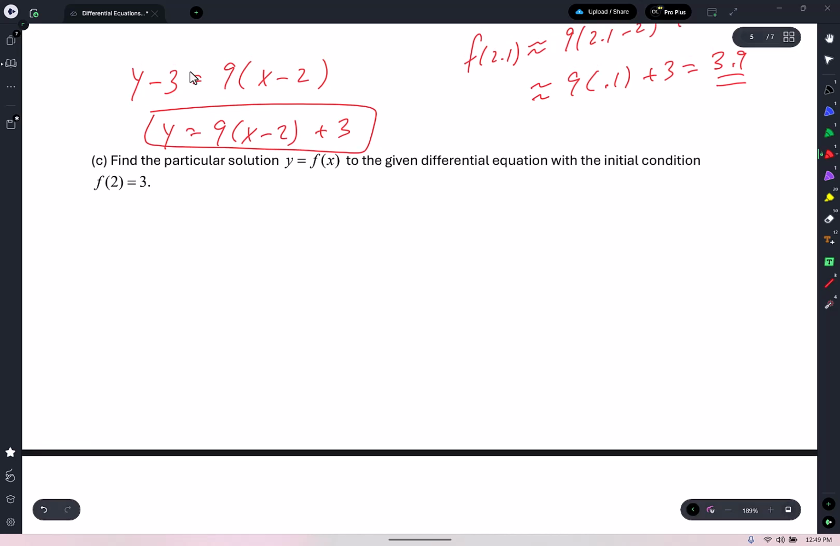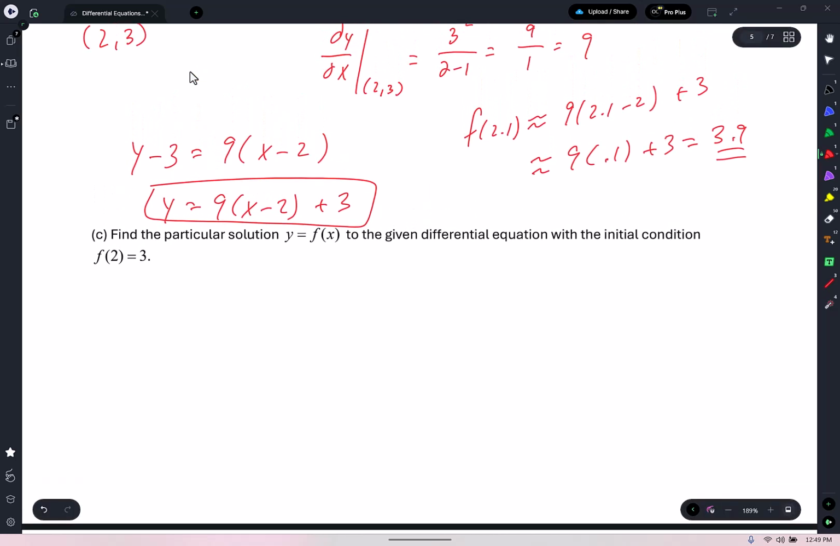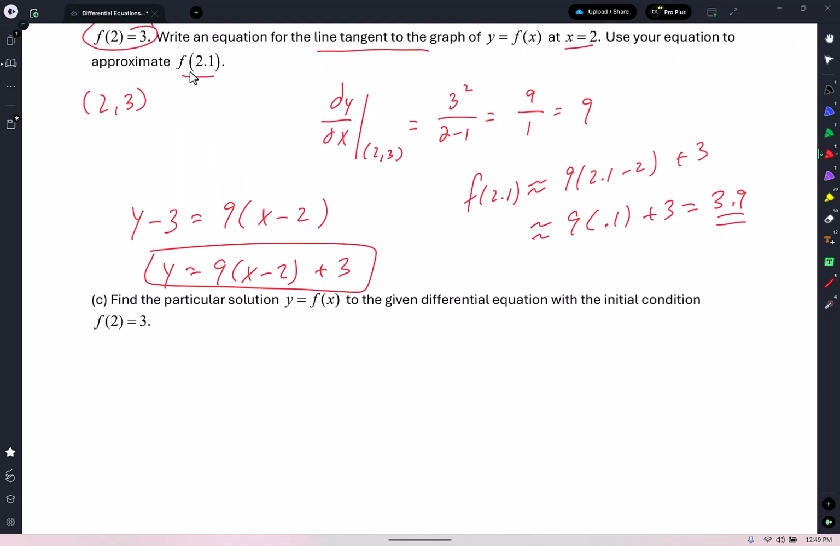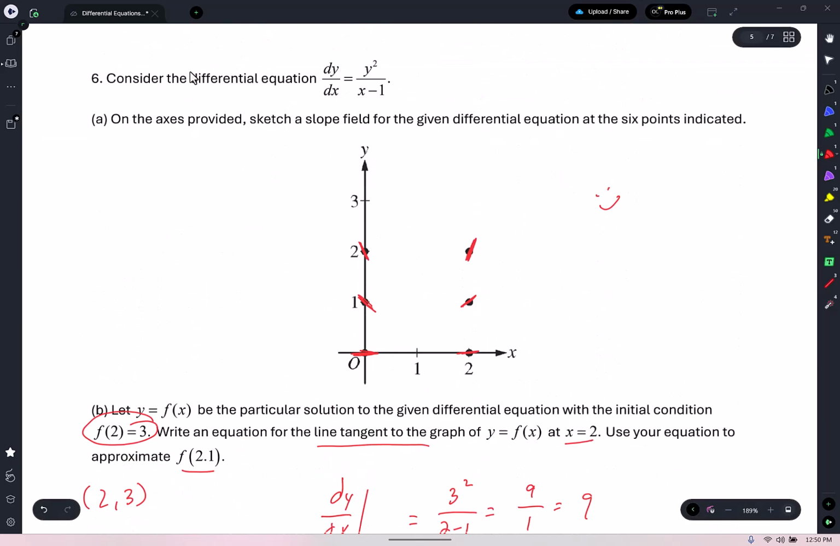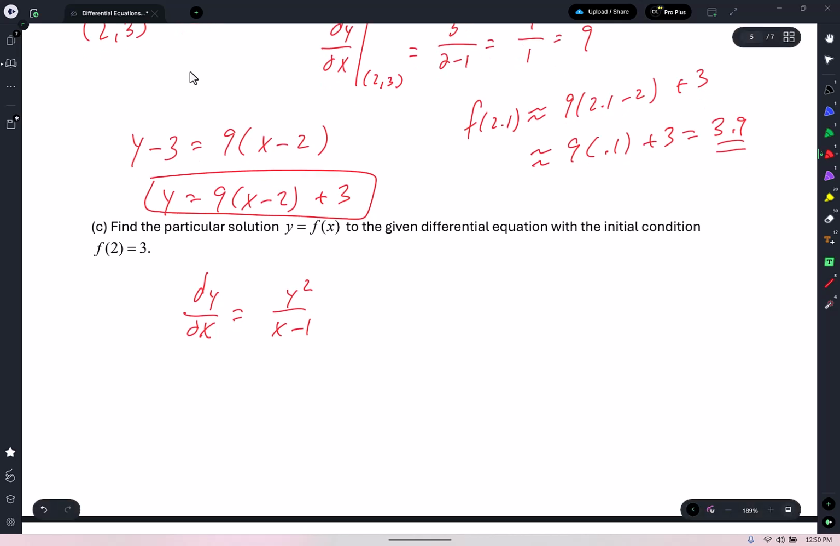Let's see, what do we got here? Find the particular solution to the given differential equation. So we're going to start with the differential equation. dy dx equals y squared over x minus 1. I believe that's what it was. Yep. And then separate it. So x's with the x's, y's with the y's. So move the y squared to the left. So dy over y squared equals 1 over x minus 1 dx.